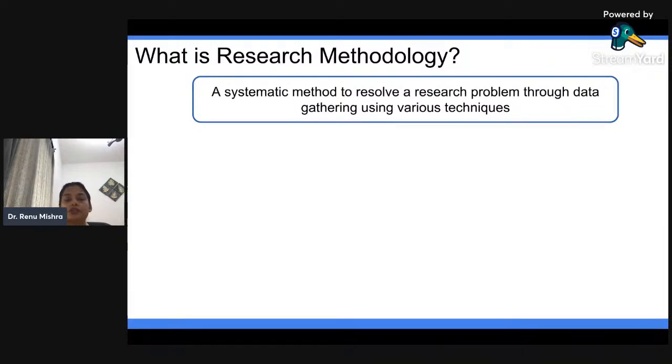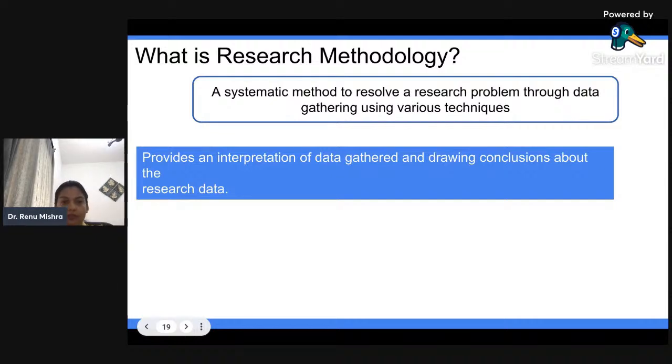Okay, coming back to research methodology. Research methodology is that systematic method wherein you progress through your data collection, data gathering with the help of various techniques, and you reach the solution of the problem.